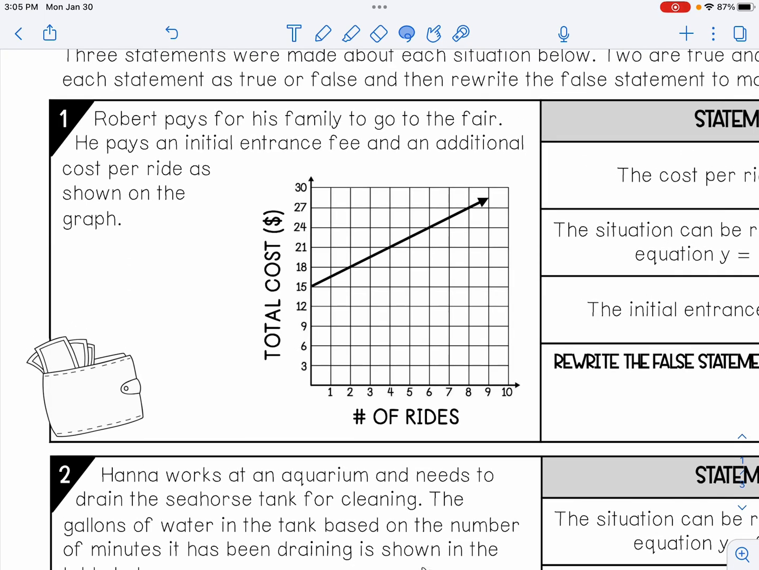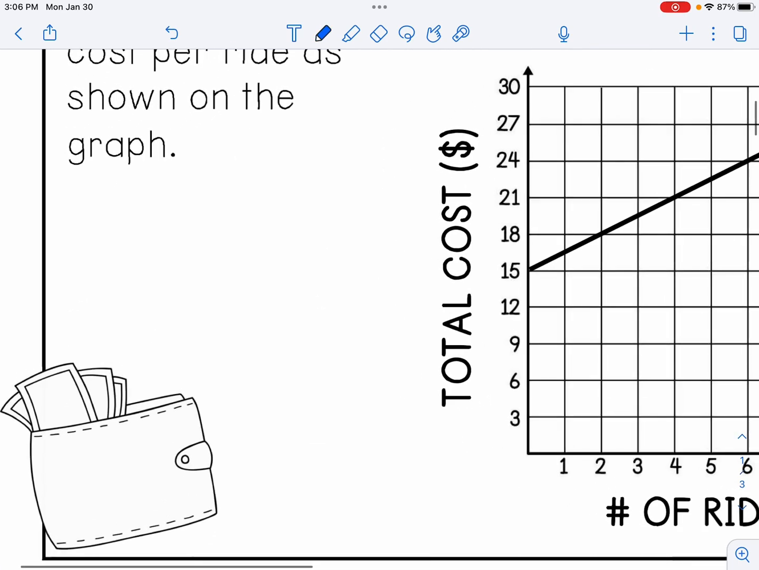It says that Robert pays for his family to go to the fair. He pays an initial entrance fee and then an additional cost per ride as shown on the graph. So the first step we want to do in answering any questions is finding the slope, which will be the M of our problem.